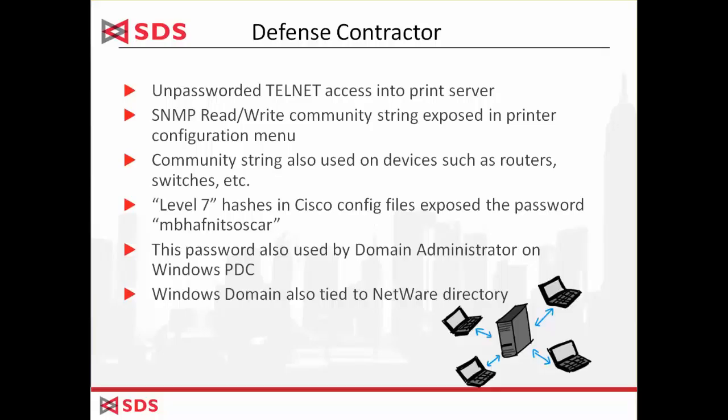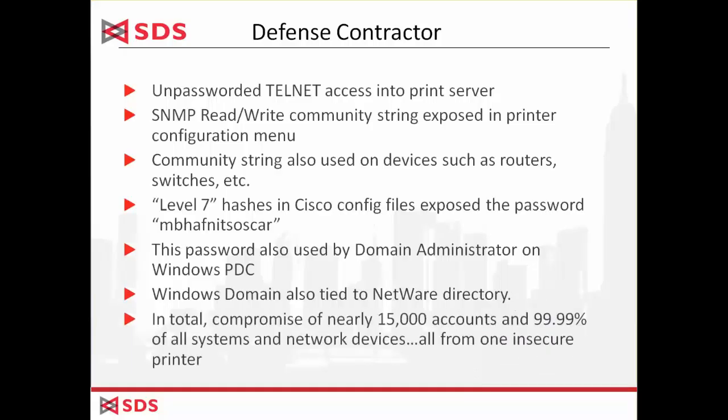Well, we knew this particular organization was also using NetWare, and the Windows domain was tied to the NetWare eDirectory. So we pulled down the passwords out of the Windows domain controller, ran that through password crackers, and ended up finding accounts that also allowed us to log in with supervisor privileges into the NetWare environment. So in total, roughly 15,000 accounts and about 99% of all the systems and network devices were compromised just from one insecure printer. About this time, 15 minutes had passed since we'd been on site.